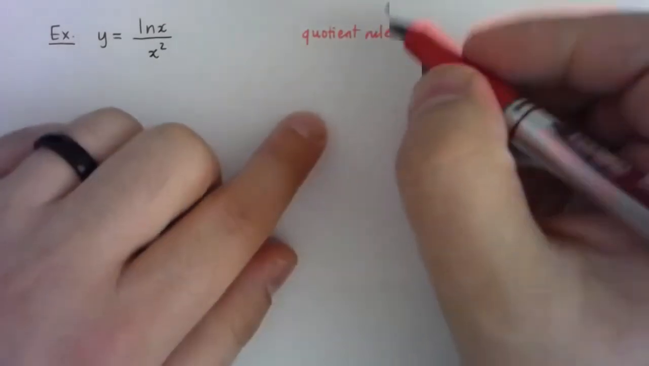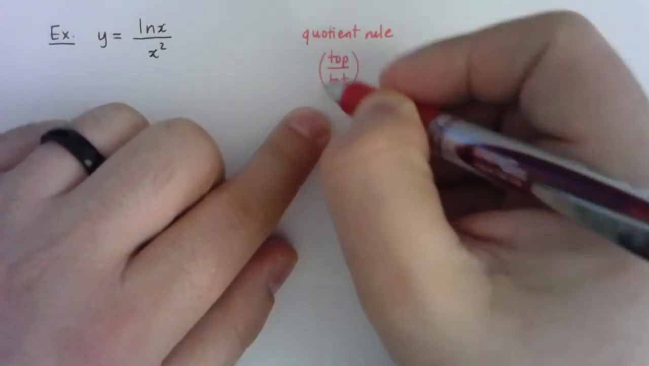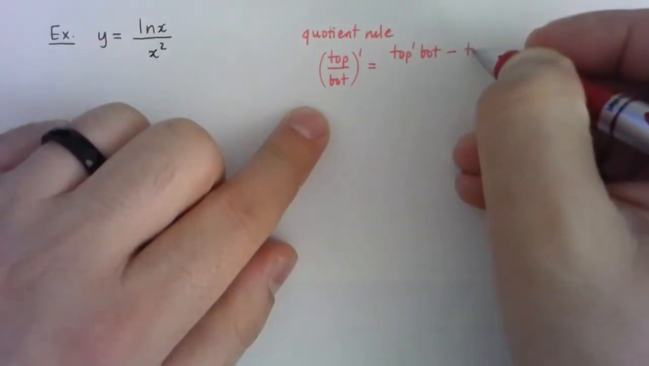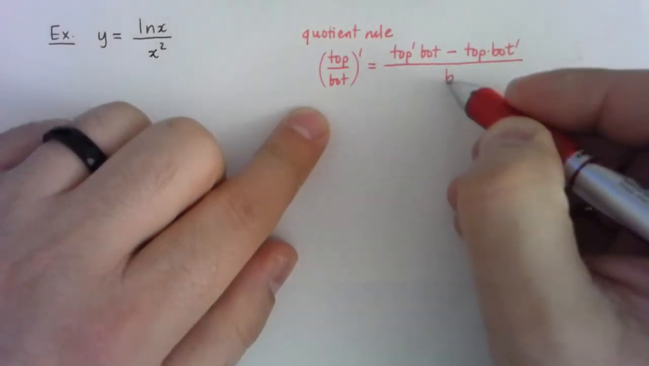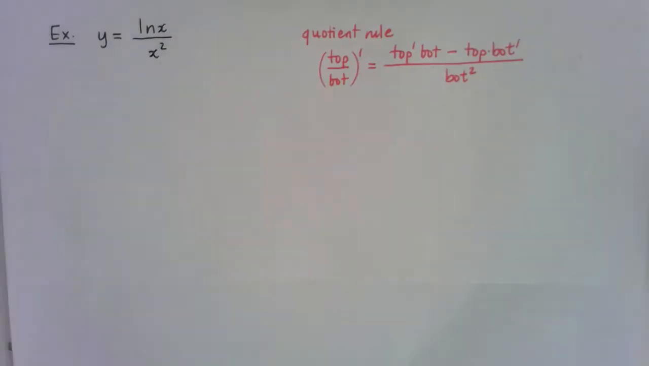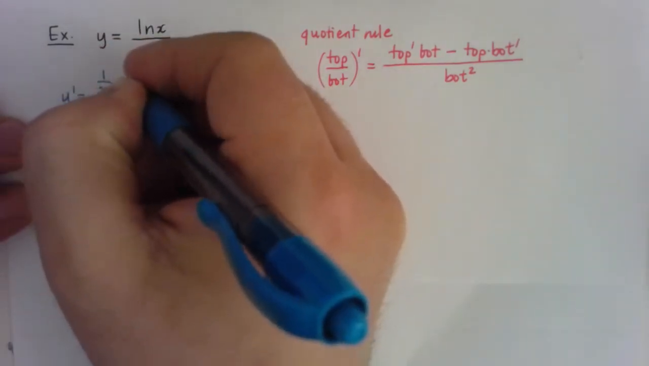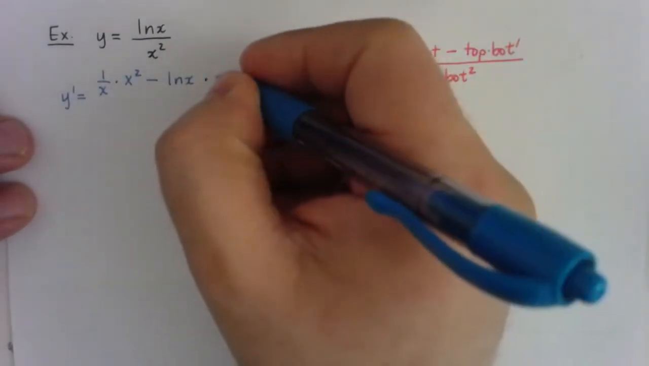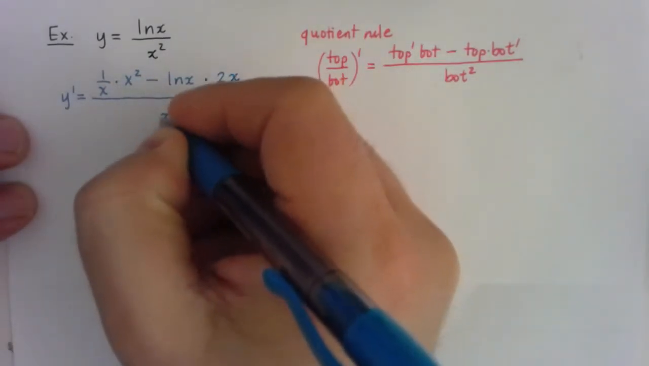So the quotient rule says if you have a quotient of the form top divided by bottom, the derivative is top prime times bottom minus top times bottom prime, divided by bottom squared. So we can use this quotient rule here. So y prime will be derivative of top, 1 over x, times x squared, minus ln x times derivative of x squared, which is 2x, and the whole expression divided by x squared squared.